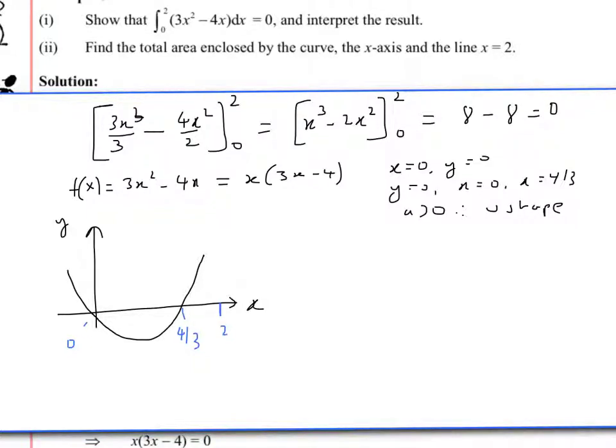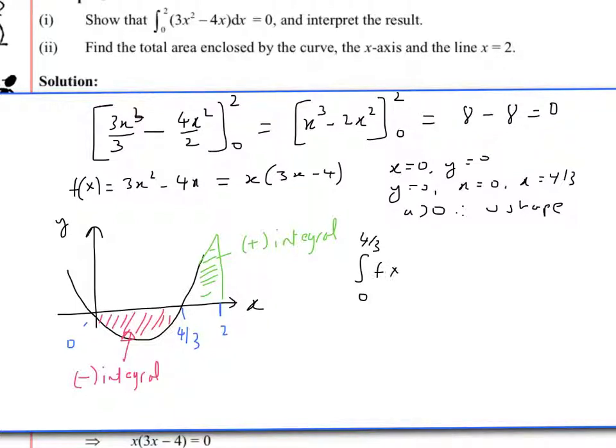Now what we'll find is there's a region below the x-axis, and this region will give a negative integral, and the region above the x-axis will in fact give us a positive integral. And so what we've got to do is do the integral separately if you want to work out the total area. This is something you might want to have a go at and check. If we integrate f(x) from 0 to 4 over 3, this should give you minus 32 over 27.